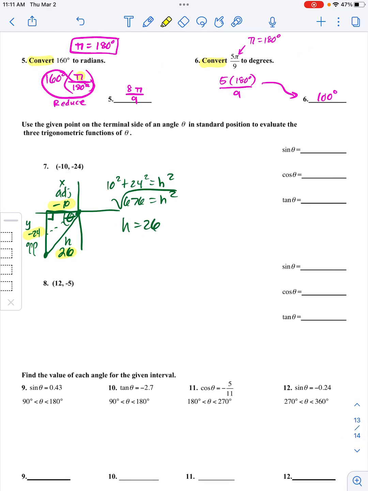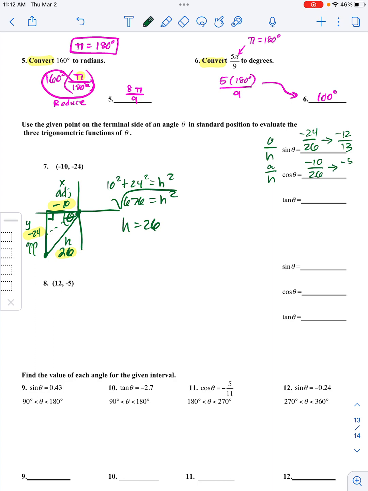So it wants the sine. This is like what we do all the time. Sine is opposite over hypotenuse. Looking at my triangle, opposite is negative 24, hypotenuse 26. I should reduce my fraction, so negative 12/13 is the better answer. Cosine is adjacent over hypotenuse. Looking at my picture, that's negative 10, hypotenuse is 26.